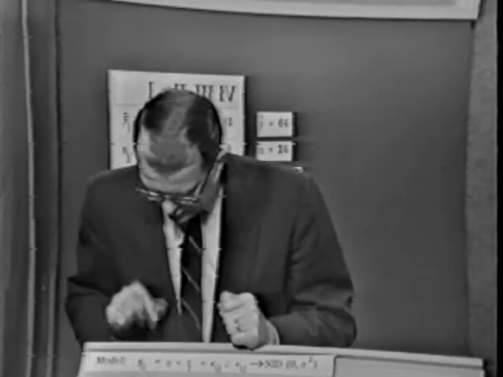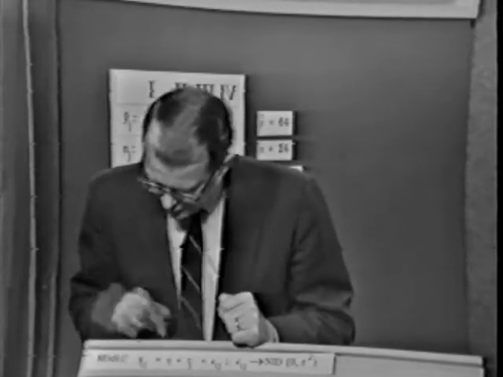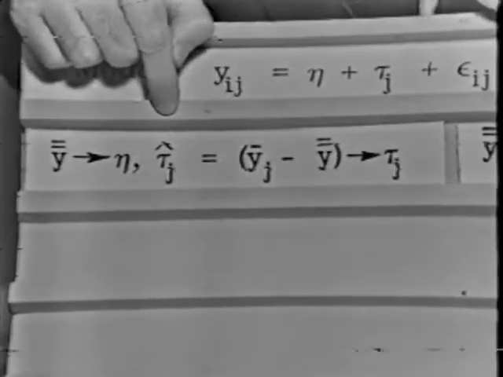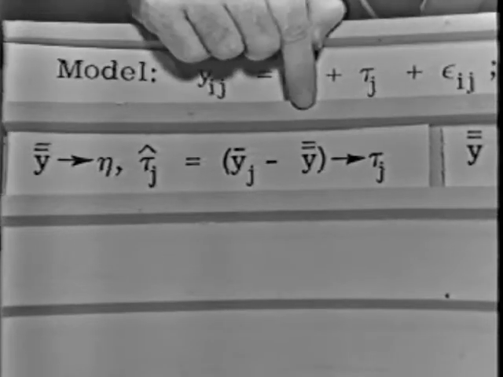Okay, now, how do we estimate the mean eta? Well, the grand average is used to estimate the mean eta. And how do we estimate those little treatment effects? The estimates of the tau sub j's are given, in this experimental design, by the average for that treatment minus the grand average.